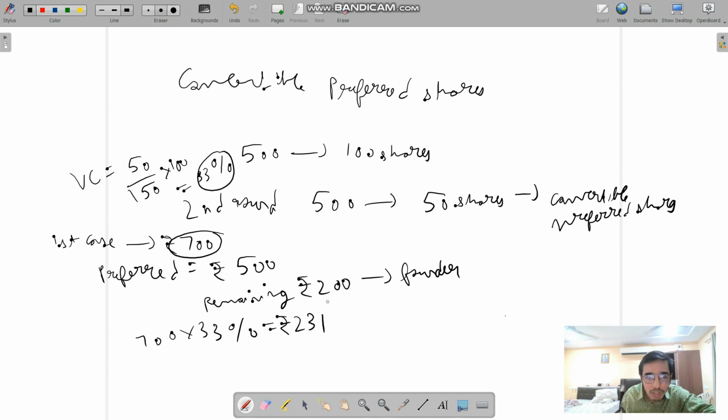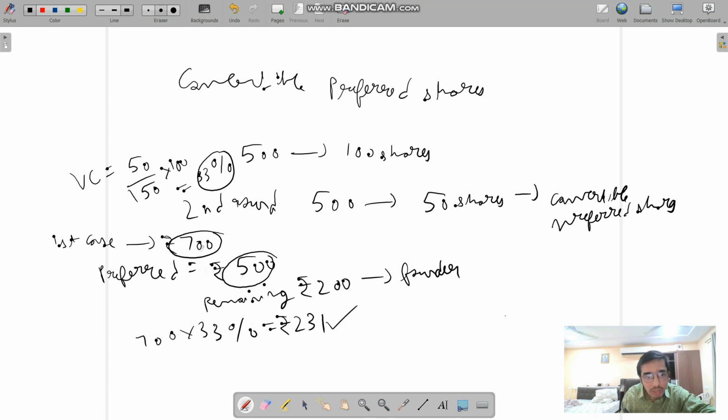Now try and understand. If I had not converted my preferred shares, I would be getting rupees 500, because preferred shareholders are given senior treatment in case of liquidation. But as I've converted my preferred shares into equity shares, now I'm at par with the founder in terms of seniority. So now it will be divided as per the stake. So I'm getting only 231 rupees.